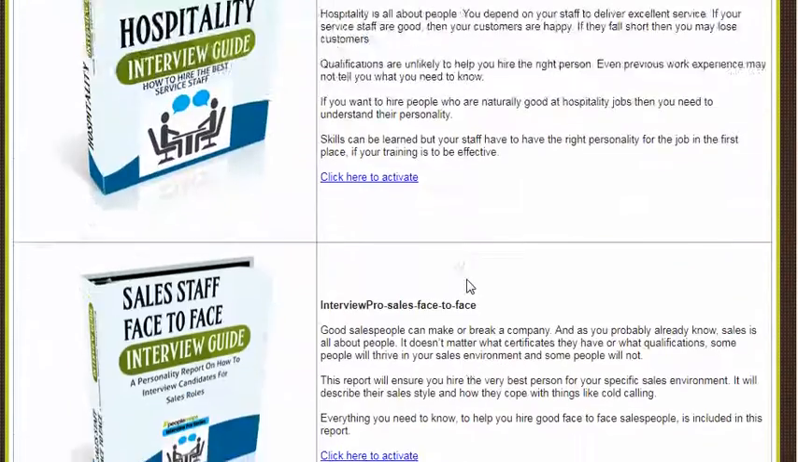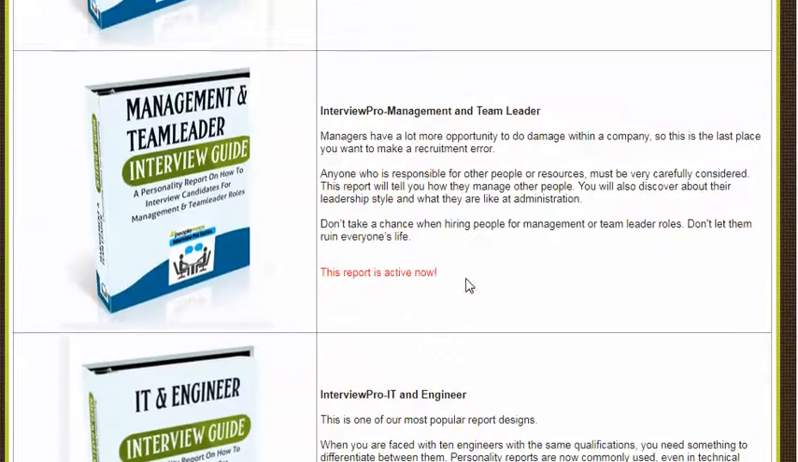And in this case, I'm going to be looking at this report, which is the management and team leader. So this is really for interviewing anybody who may also be responsible for other staff. And this is such a critical area.